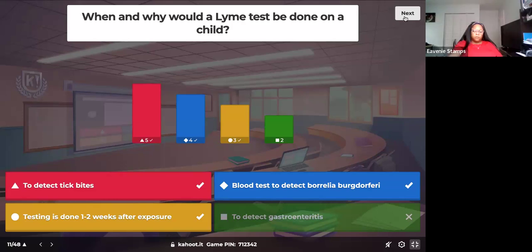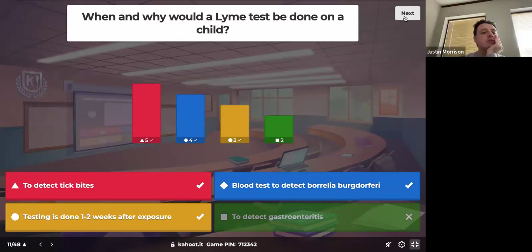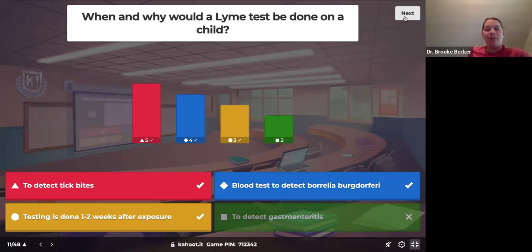Not flu-like symptoms, is it? The bullseye rash. Yep, good. That's the big thing to know with Lyme. Usually it starts with a bullseye rash. Good.